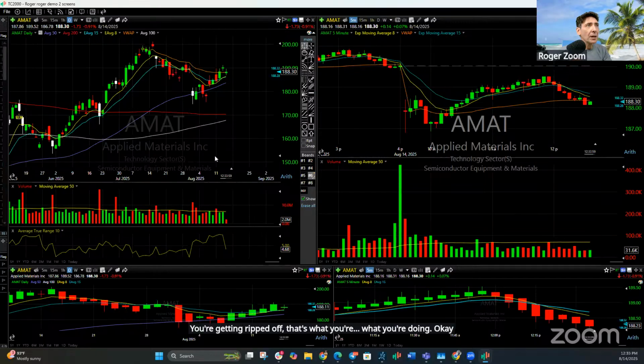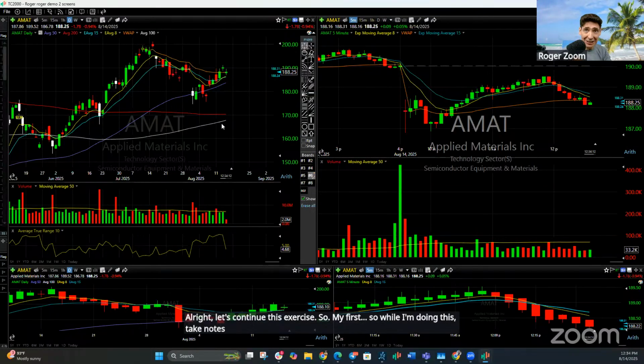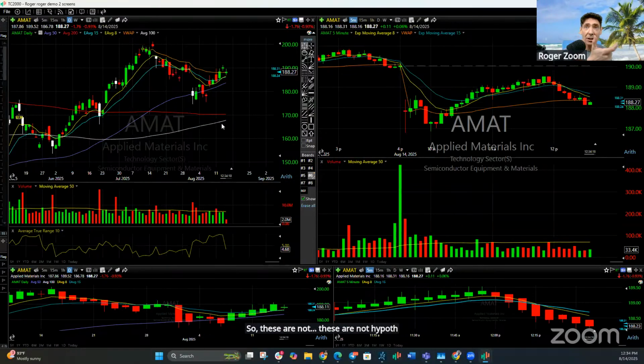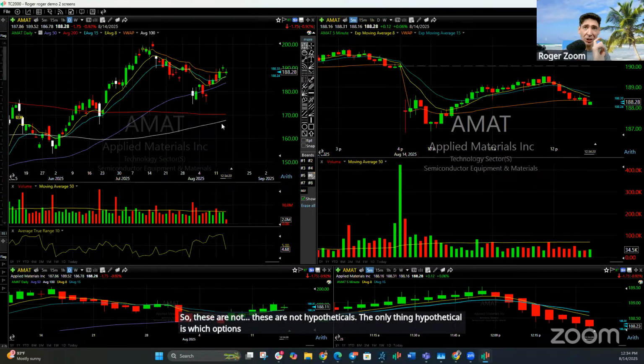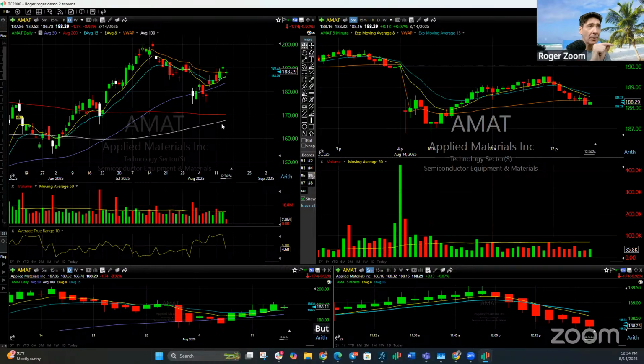Okay. All right. Good. Let's continue this exercise. So while I'm doing this, take notes of the stocks because these are actual stocks that I have on my watch list right now. So these are not hypotheticals. The only thing hypothetical is which options or strategy I would employ. But these are all stocks on my watch list right now.